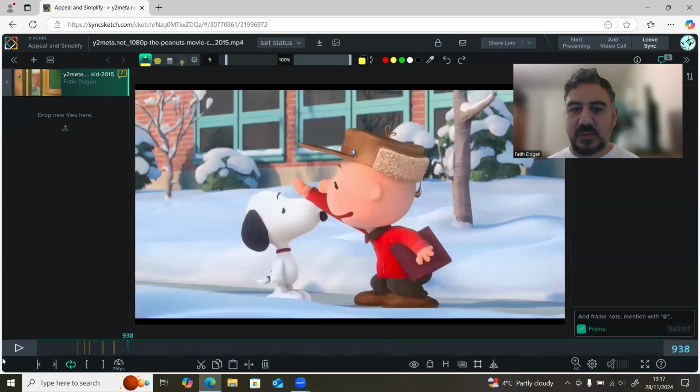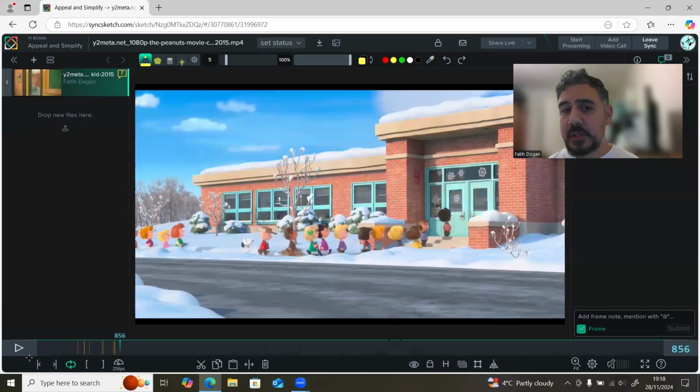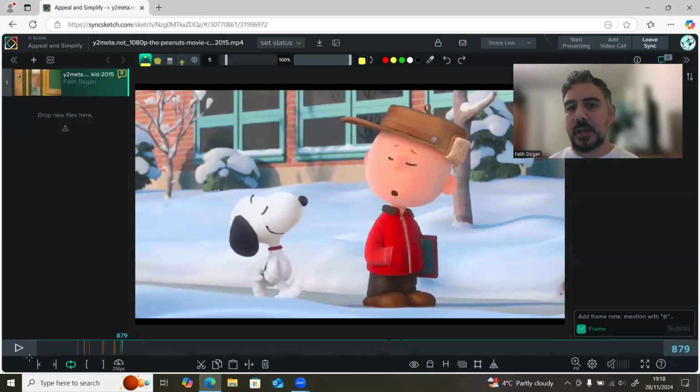So I want to show you another scene. Very simple, easy to follow. Kids are going into school. It's very clear to see. Okay, Charlie Brown is going. He stops. So we know already dogs are not allowed in school.